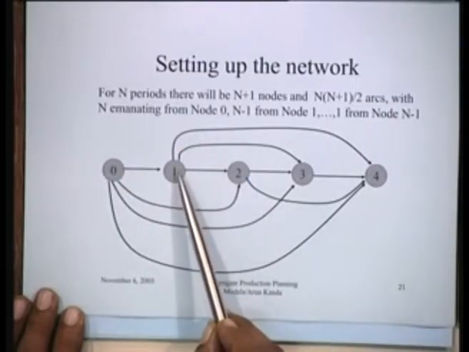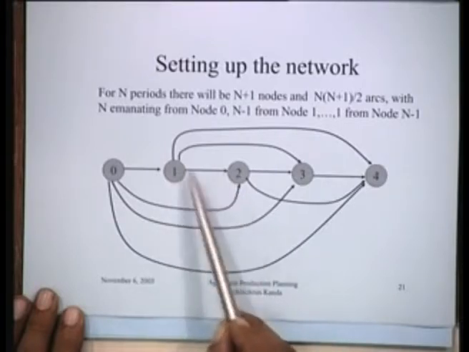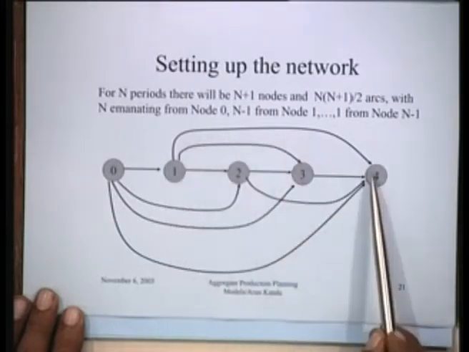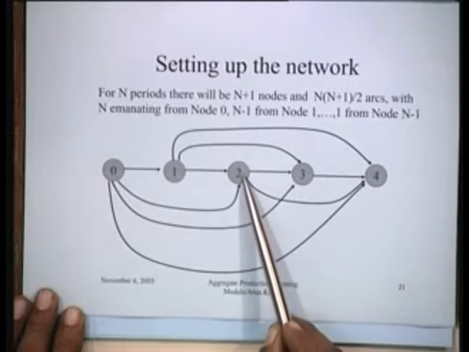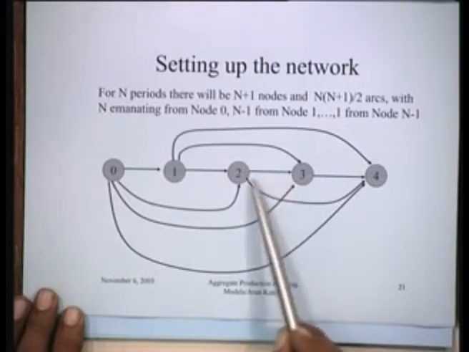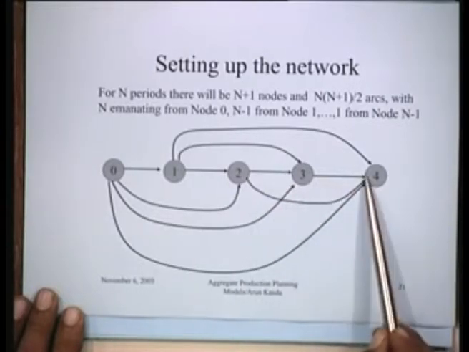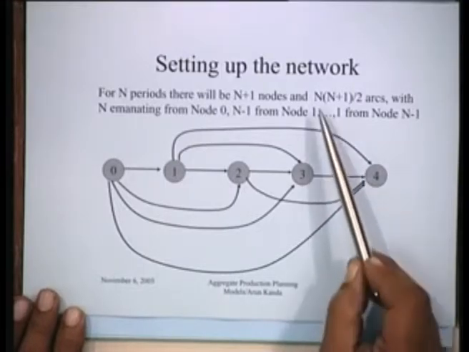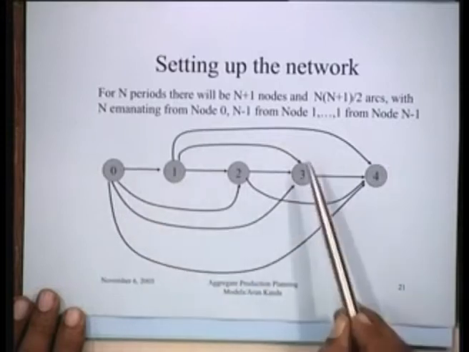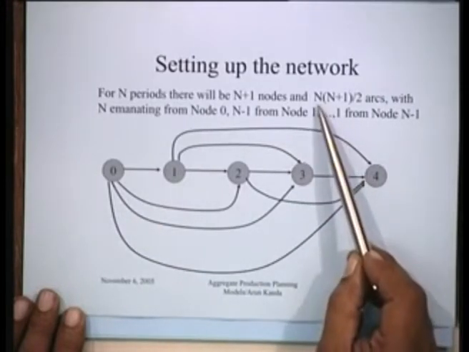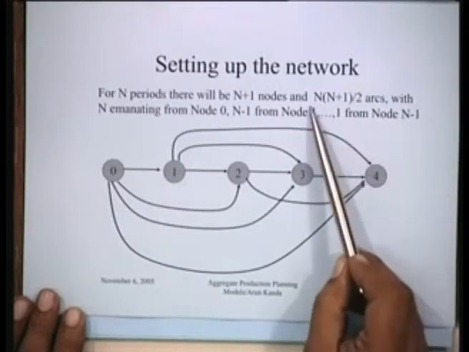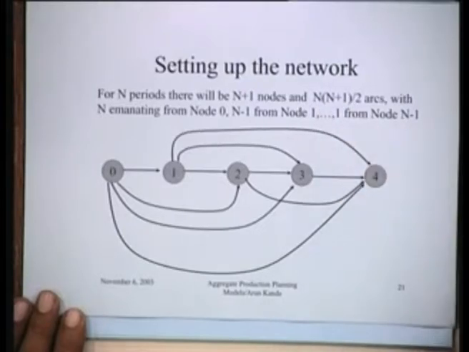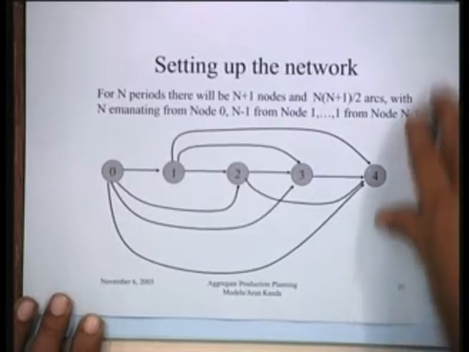Similarly, there are only 3 arcs emanating from node 1: 2, 3, 4. And from 2 there are only 2 arcs, and from node 3 there is only 1 arc emanating. So in this particular case there are only 10 arcs in the problem, right? That is, you have 4 into 5 by 2, and you count the number of arcs, you have only 10 arcs in the problem.